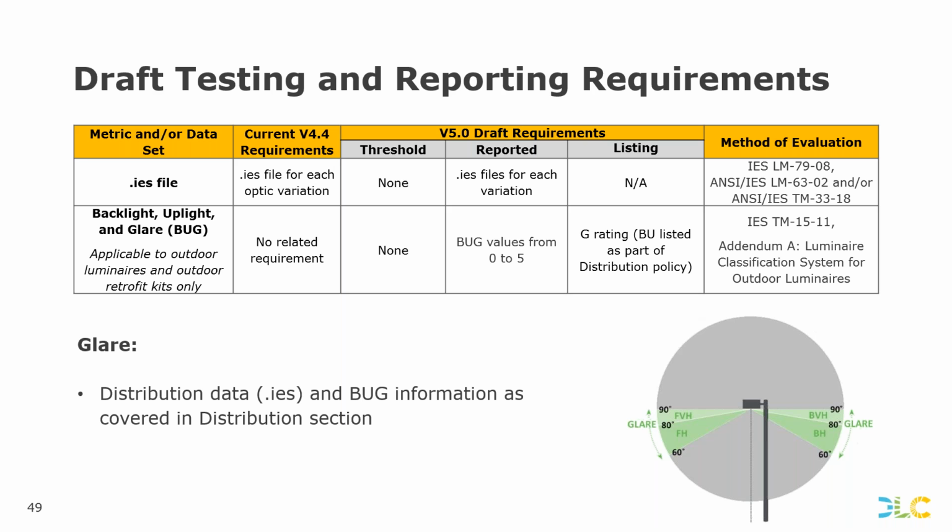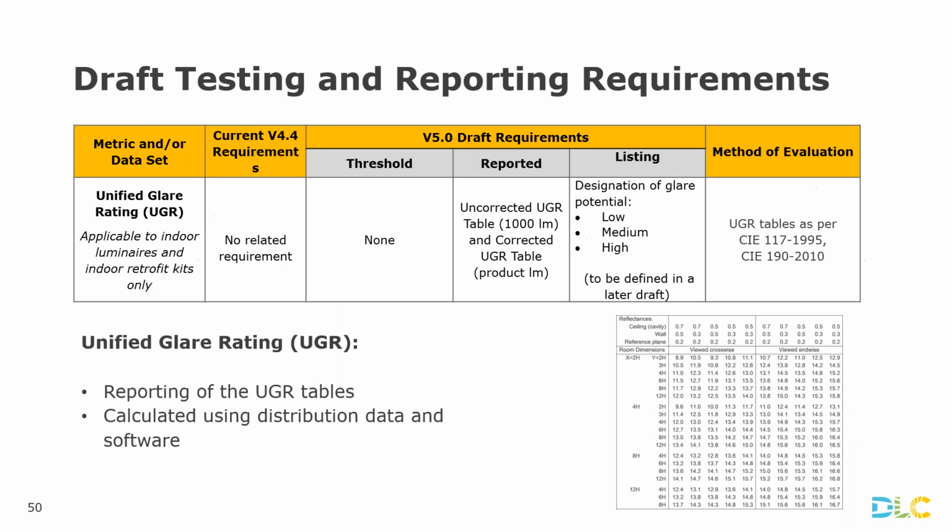I already covered reporting the distribution data using the IES file and the BUG value information in the distribution section. So I covered it here again. It is the same information that is included in the distribution section. We have written it into both policy draft sections because it is as relevant for glare as it is for distribution. But it is the same reporting requirement.